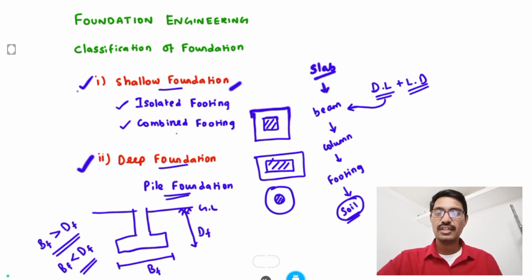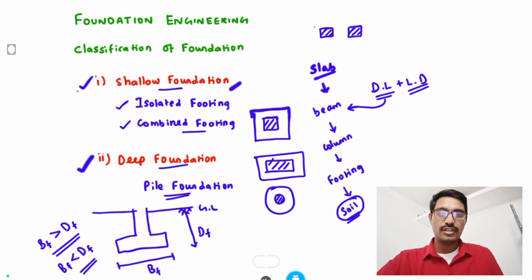Next is combined footing. In combined footing, if two columns are placed very close to each other, for example, this is one column and this is the second column.